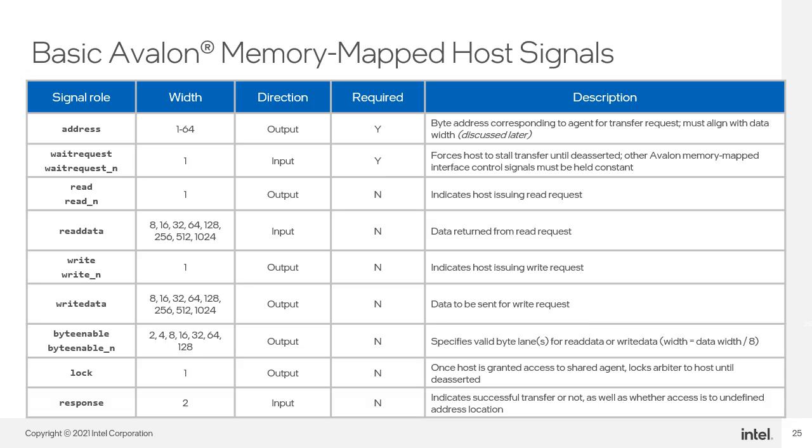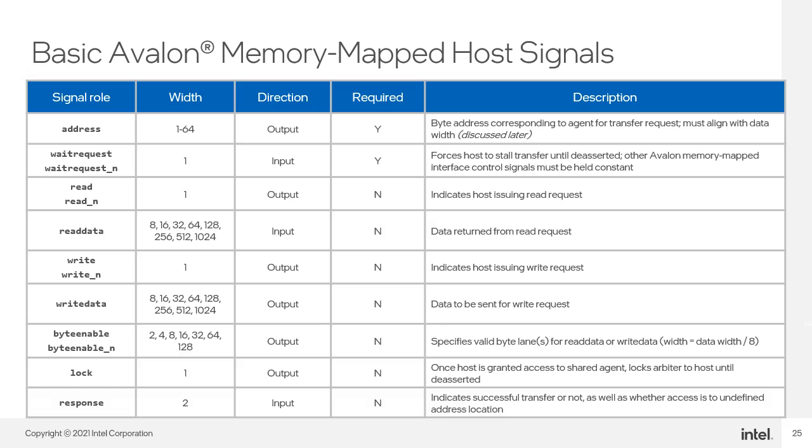These are the basic signals available for use in an Avalon host interface. The only required signals are the address and wait request signals. Wait request is required because the host must have the ability to be stalled by the interconnect if the agent being accessed requires more cycles to respond to a command, or because of arbitration with another host accessing the same agent. The rest of the signals are optional.